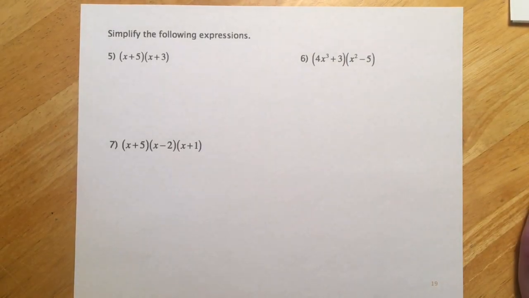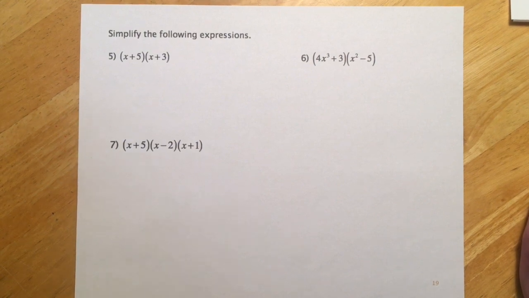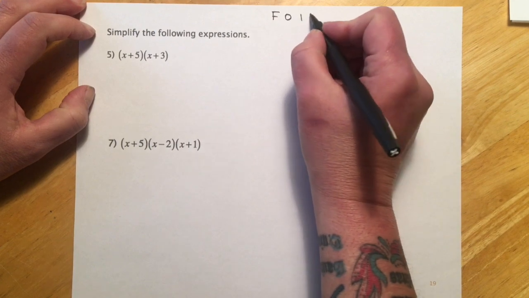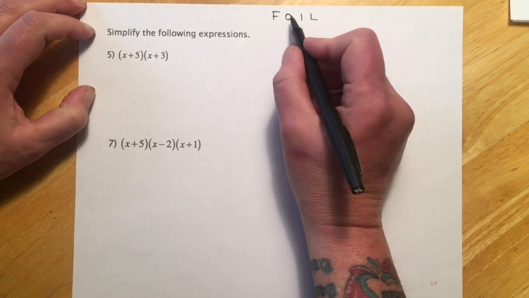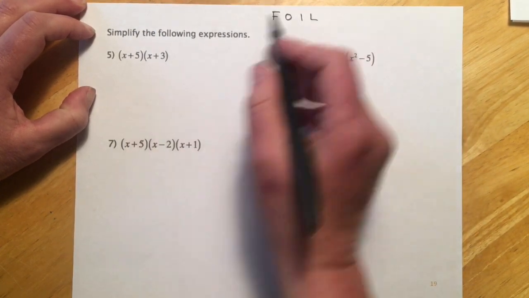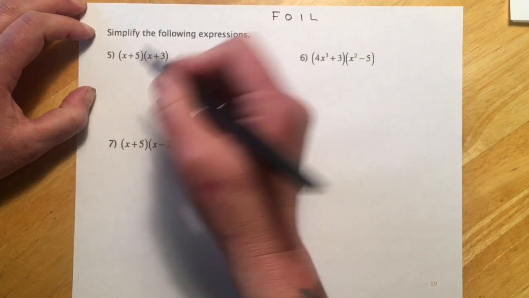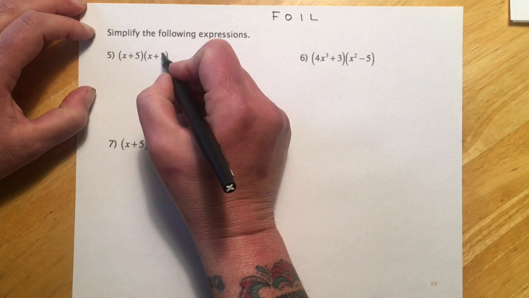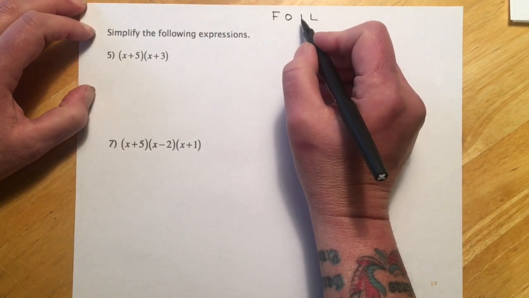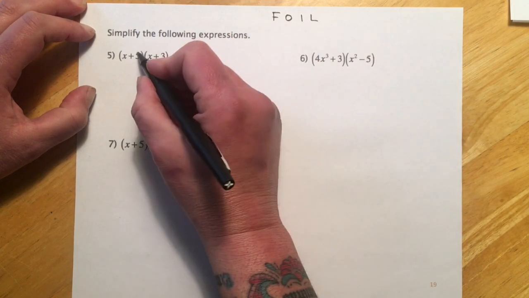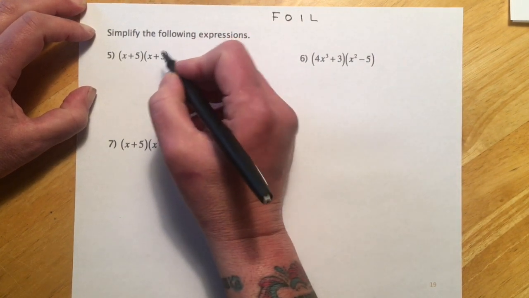Okay, so these next ones are the FOIL problems. If you remember the FOIL from high school, it stood for first, outer, inner, last. And so first, we multiply the first 2 terms together. O for outer or outside, we multiply the outside terms together. I for inside or inner, and these are the inner 2 terms. And L is for last, so then last we do the last 2 terms.